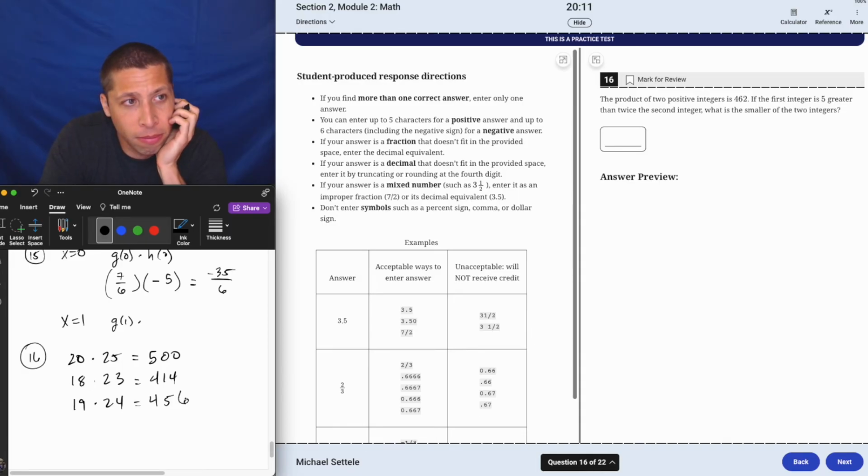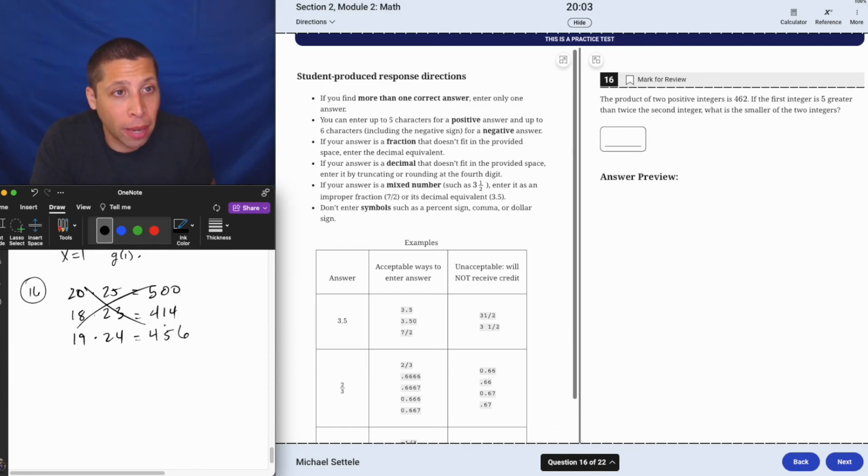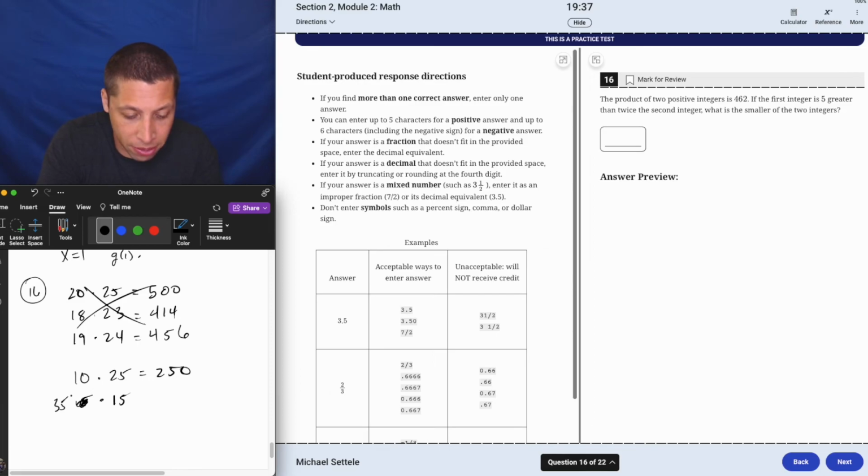What am I doing wrong? 5 greater than twice the second. Stupid. Read, Mike, read. All right. Okay, the first integer is 5 greater than twice the second. So let's just do 10 and 25. So that's 250. So how about 15, and I guess I could do it backwards, right? So this would be 15 and then 5 greater than twice the second. So twice the second is 30, so this is 35. So 35 times 15 is 525.